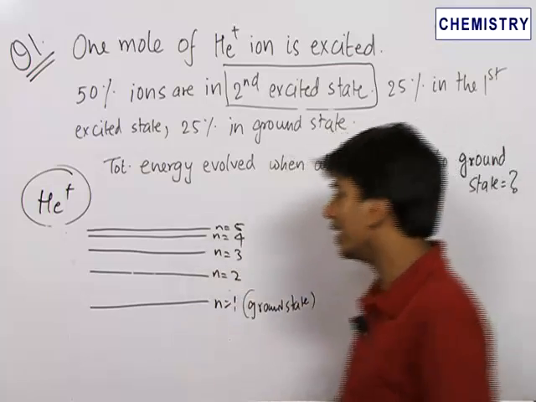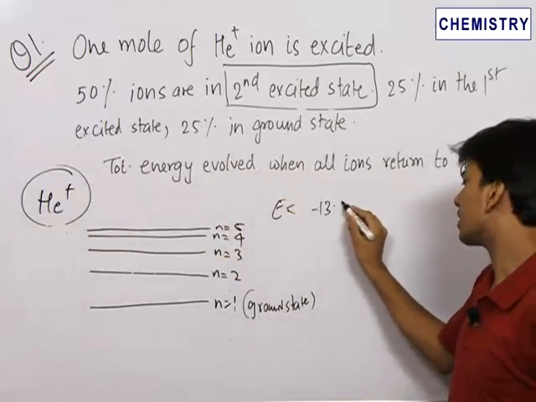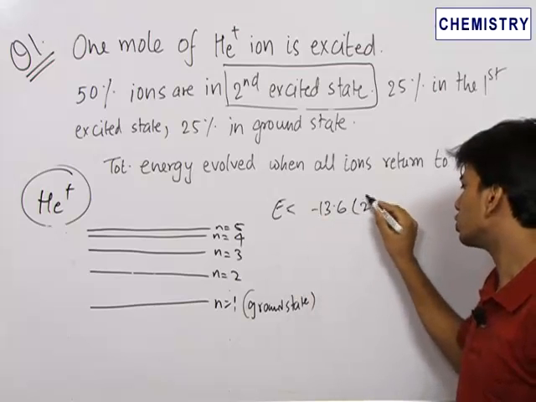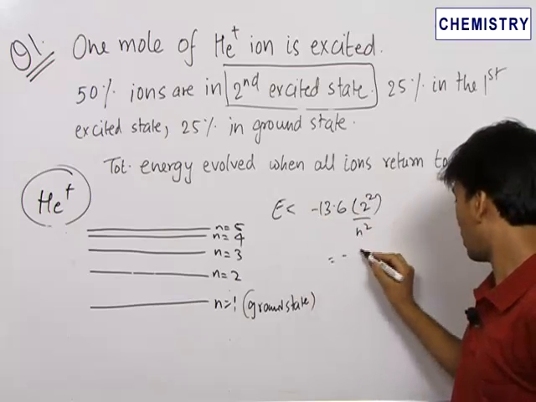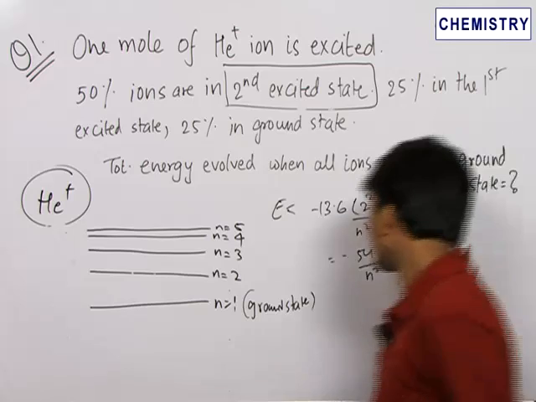You can also check that. Let us find out the values of the energies first. We know the energy is equal to minus 13.6 electron volt into Z square upon n square. Z is equal to 2 for helium. Therefore, it is equal to minus 54.4 upon n square electron volts.